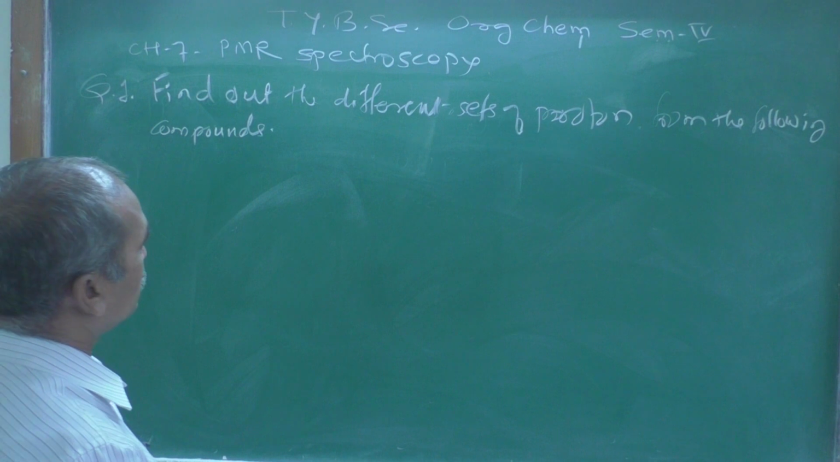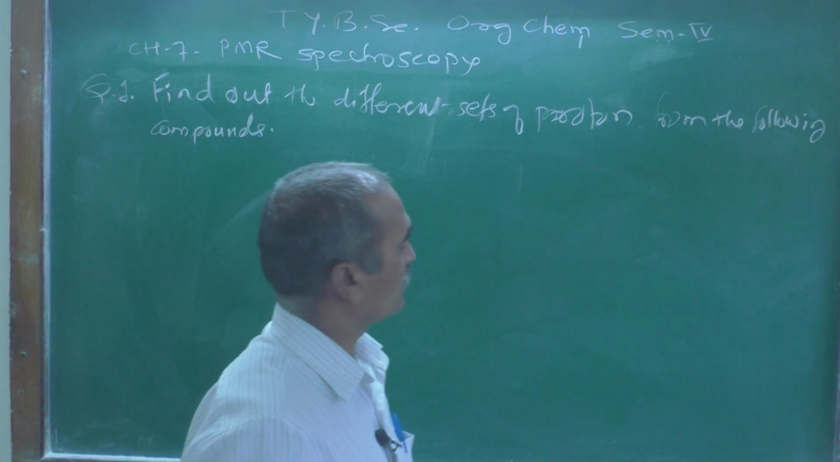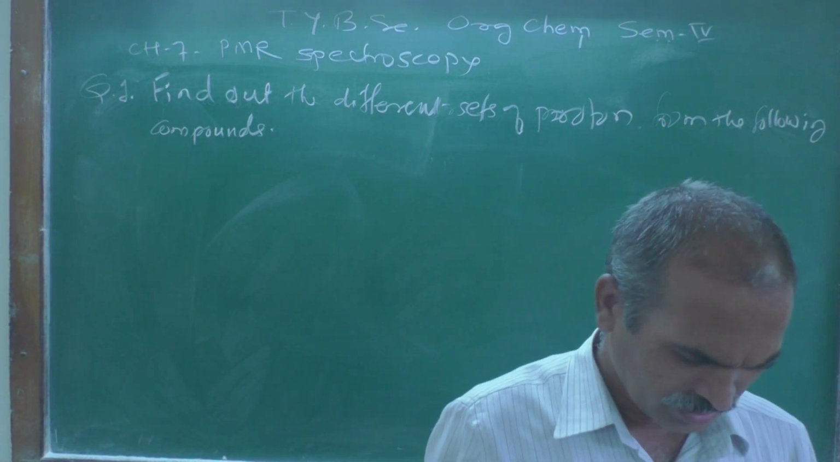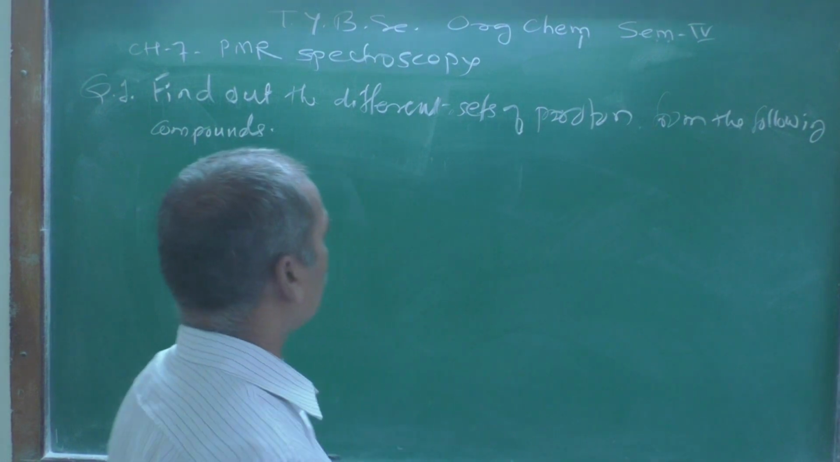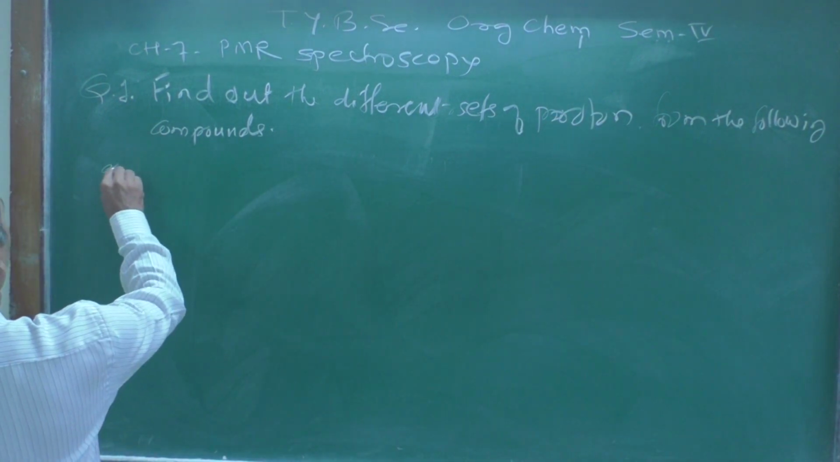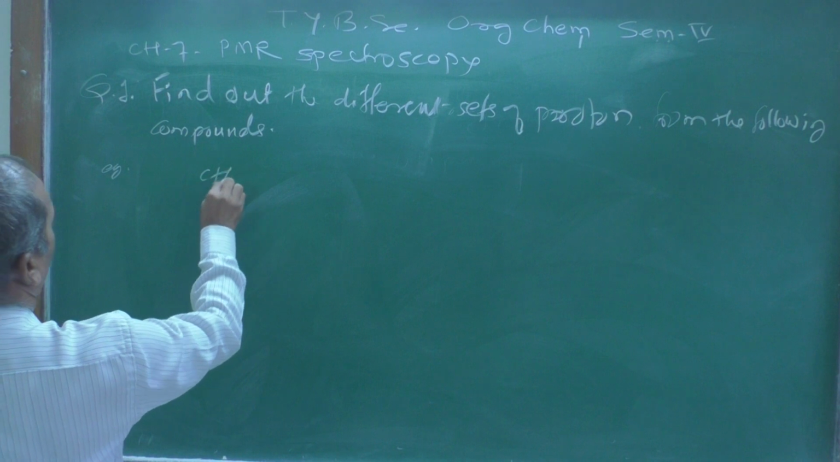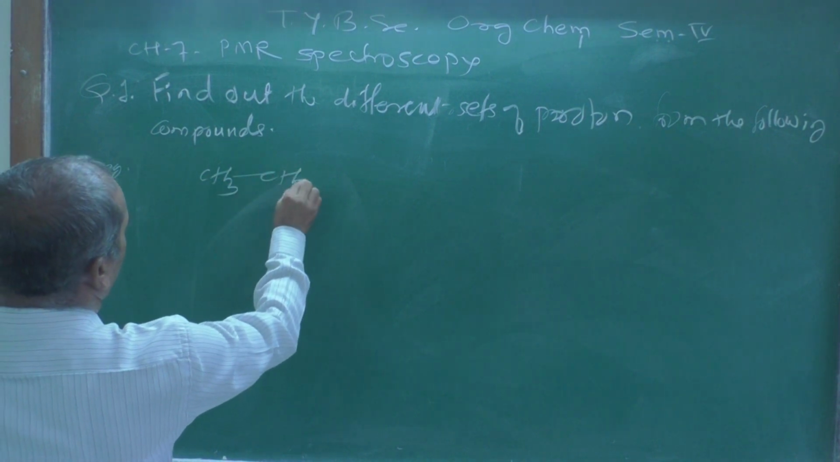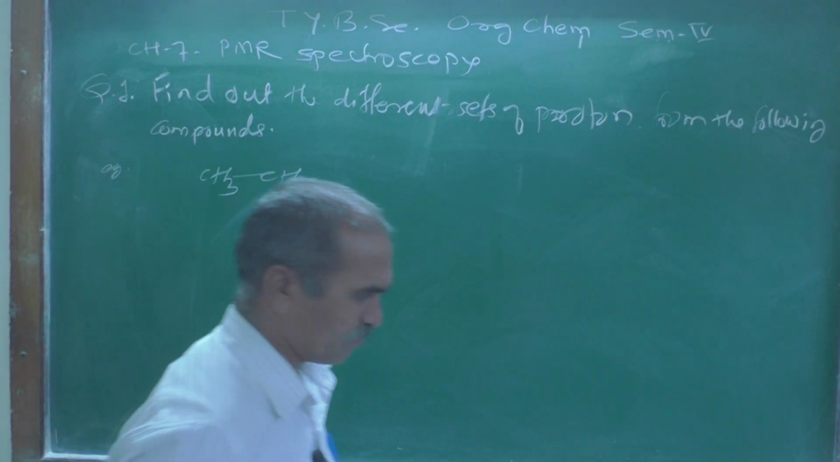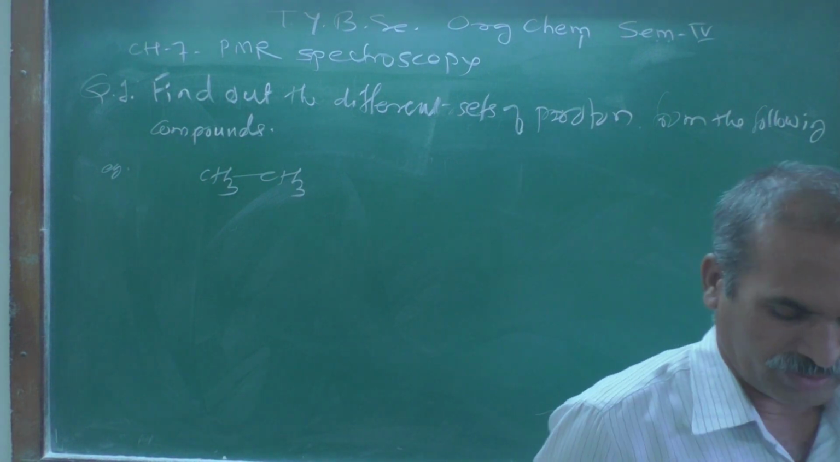Find out the different sets of proton from the following compounds. We are going to see here, for example, the first structure, this one, CH3CH3. This is the simplest example we have considered over here.